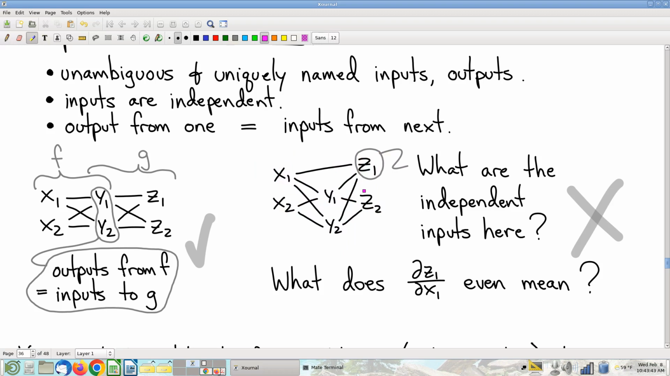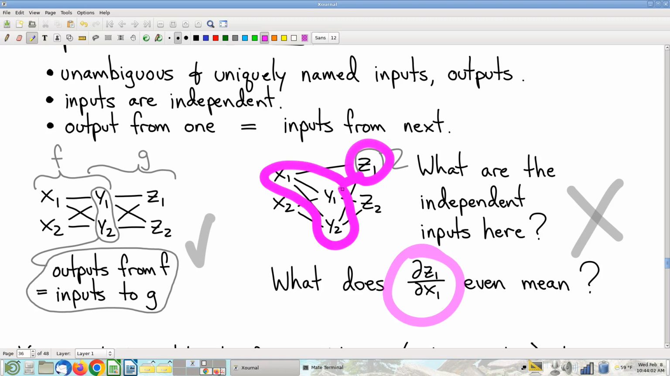So here's a related question, just to show how nonsensical this is. Let's ask the question: what should partial of z1 with respect to x1 mean? A lot of students would say, okay, well, we've got z1, and it's a function of all these variables, and I want to take the partial of that z1. Fine. I'm going to take the partial with respect to x1. That means that I'm going to let that be the variable, and then I'm going to have y1 and y2 be constant.